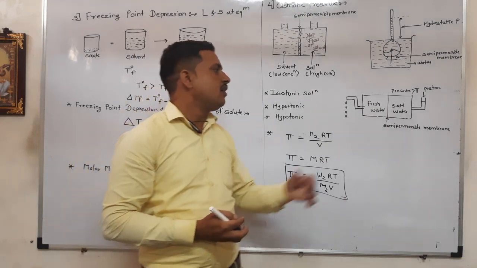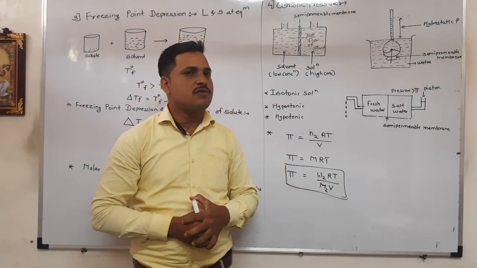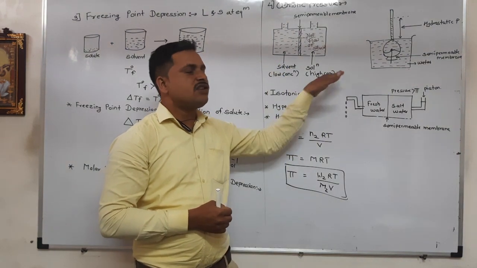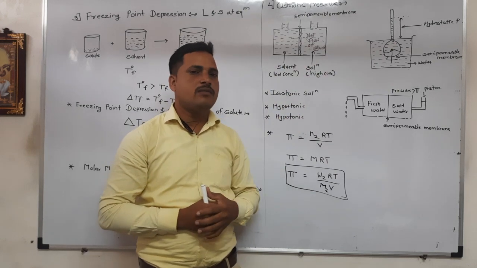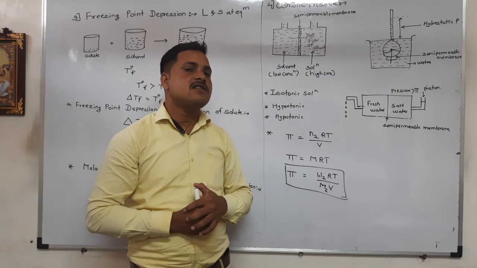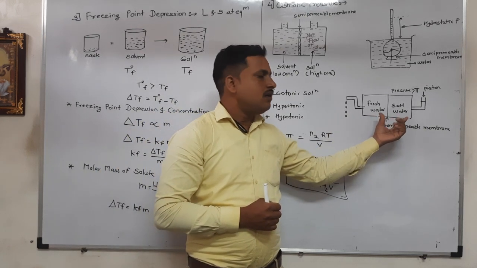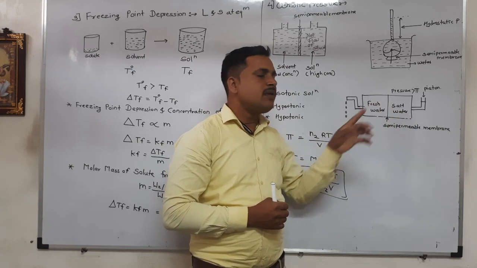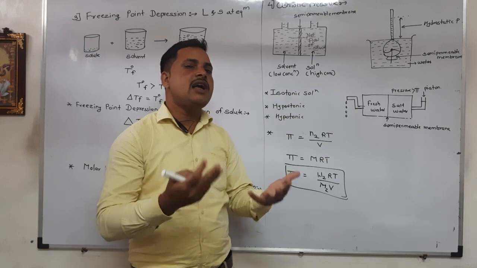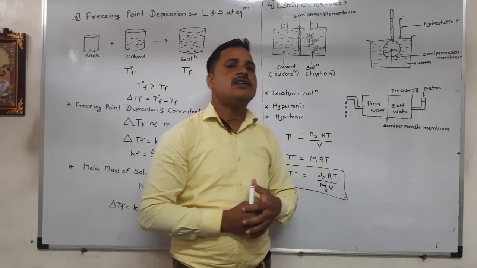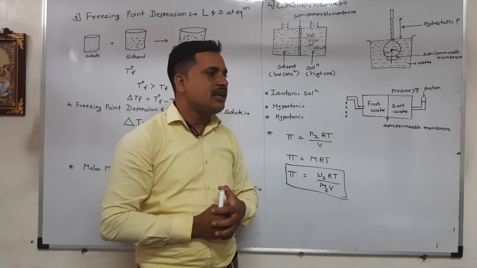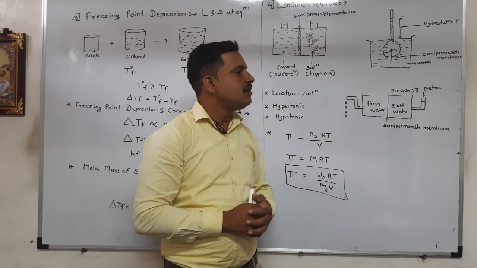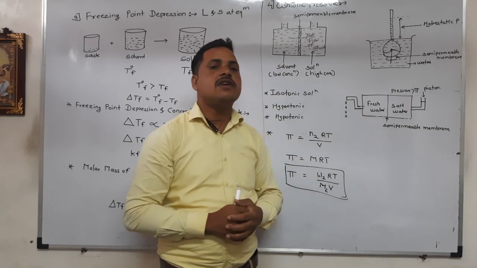Now, the next phenomenon: reverse osmosis. Simple osmosis is the transfer of solvent molecules from lower concentration to higher concentration through a semi-permeable membrane. But in reverse osmosis, salt water is placed in one part and fresh water is placed in another part, separated by a semi-permeable membrane, and high pressure is applied to the salt water. At that time the osmosis can be reversed due to the applied pressure, and this is known as reverse osmosis.